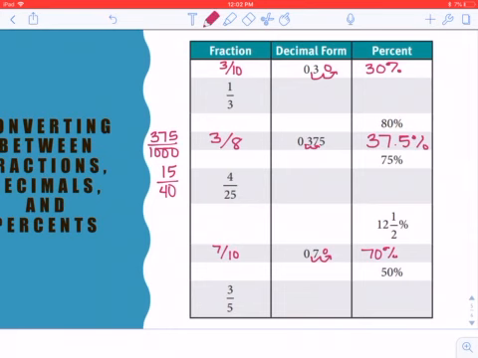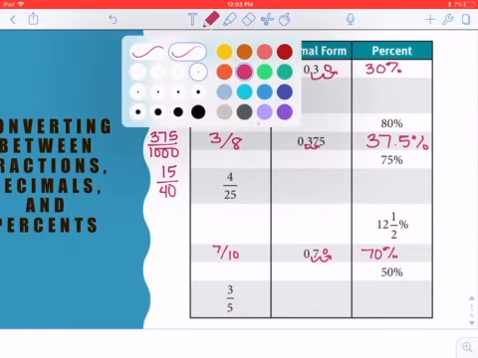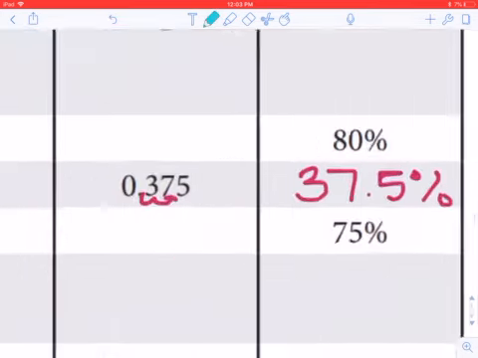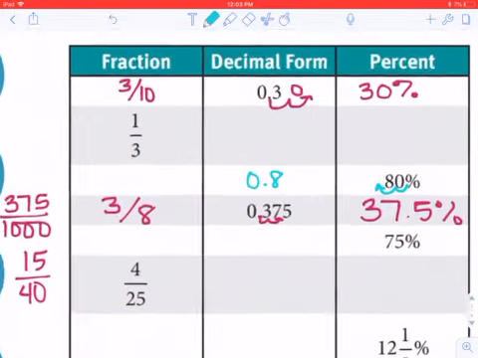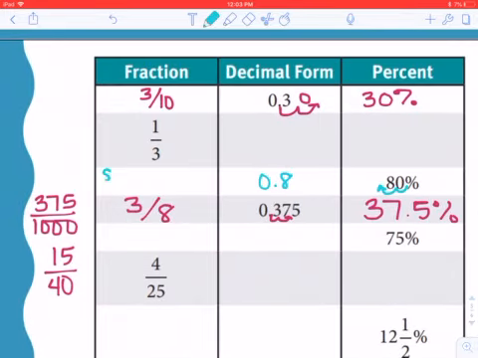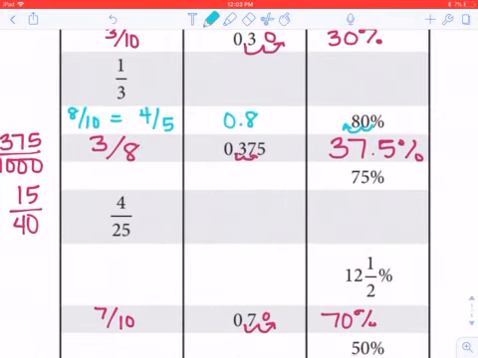Now I'm going to focus on all of the ones that gave us percents to start with. And we're going to work backwards. So 80%, I move the decimal to the left 2 times, that's 0.8. That is 8/10, but 8/10 is 4/5. 75% is 0.75. So remember, I'm moving the decimal 2 places to the left. 75% is 3/4.